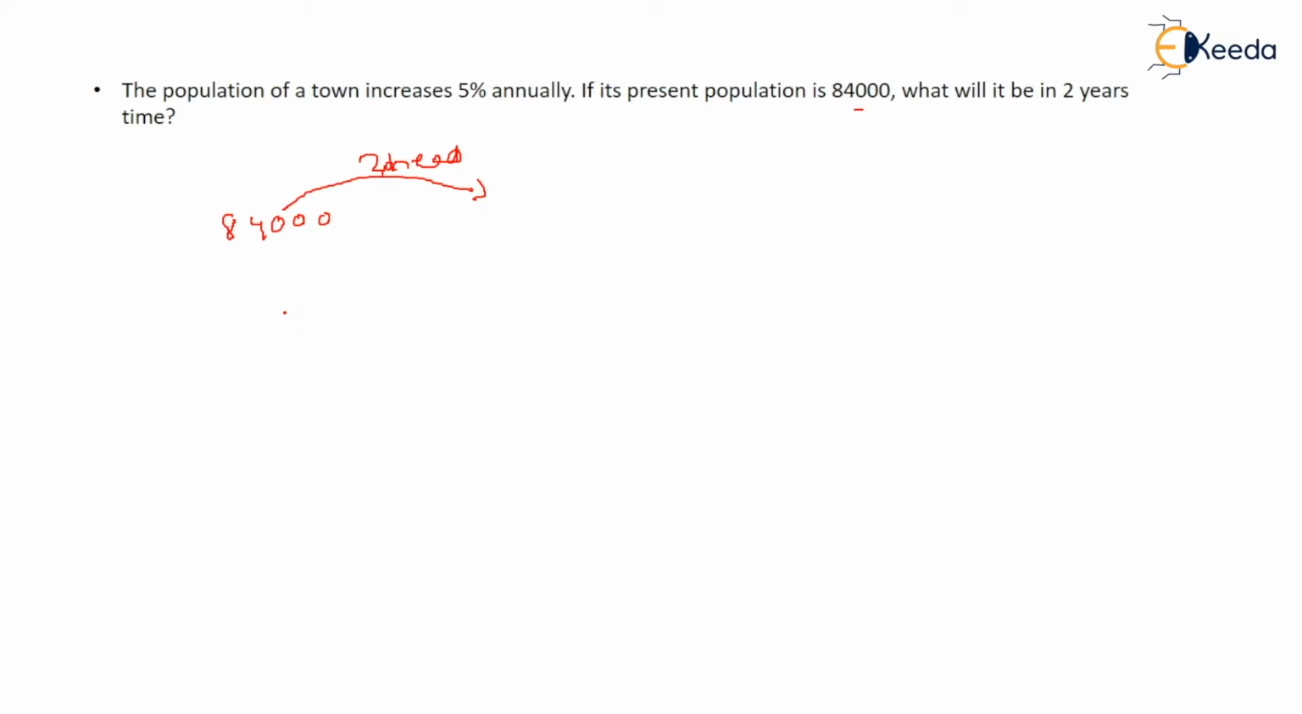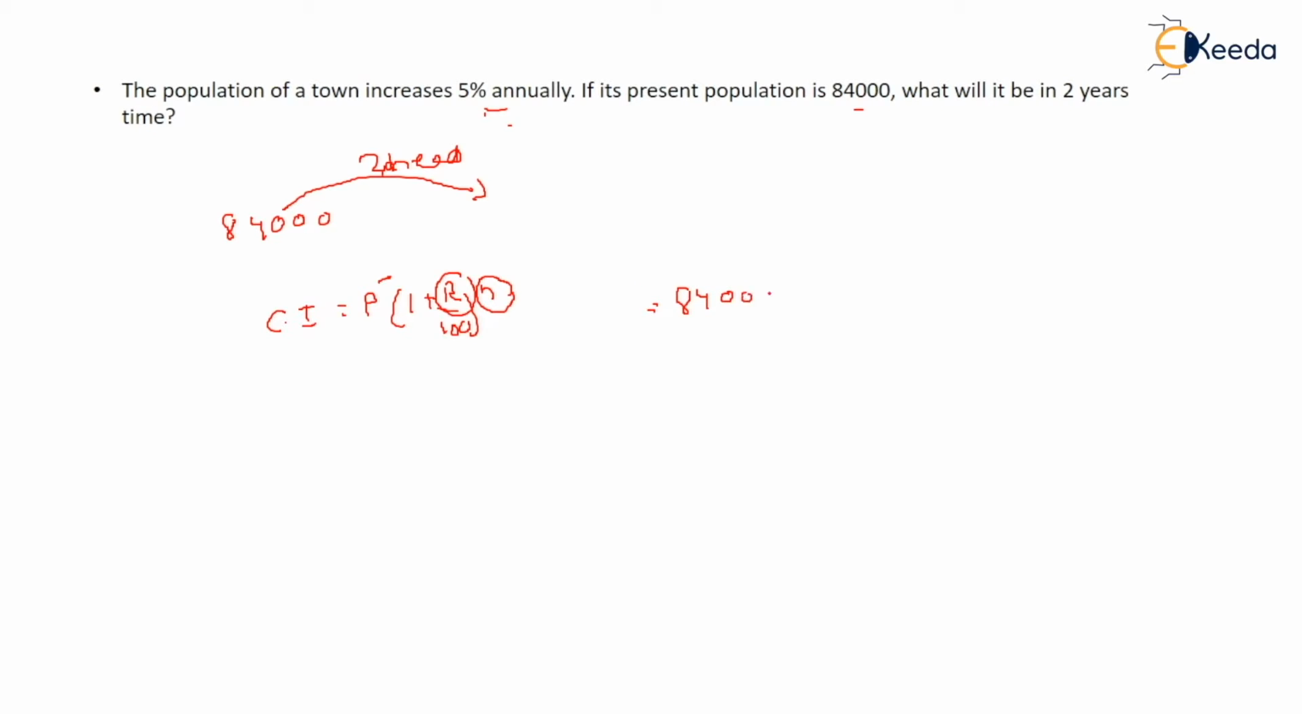So for this you have to simply apply the compound interest formula, that is P (1 plus R by 100) raised to n. So here you can apply this. Your present population, you know, is 84,000. And the number of years, you know, is 2. The rate of increase is how much? 5%. So simply you have to put the values. You will get the population of the town.